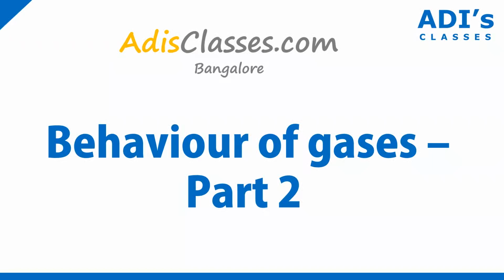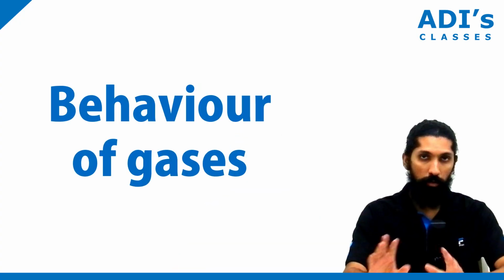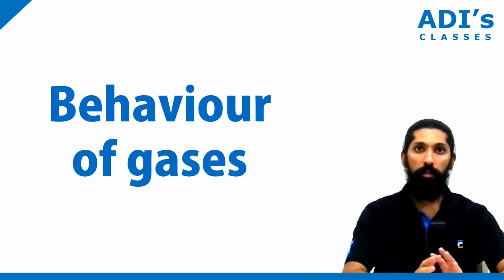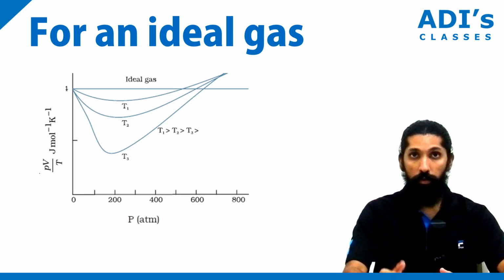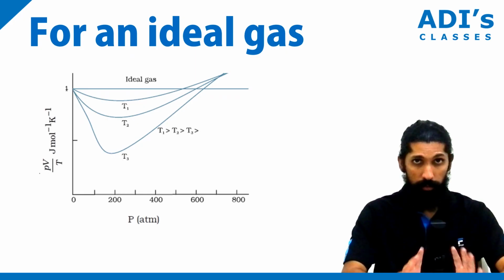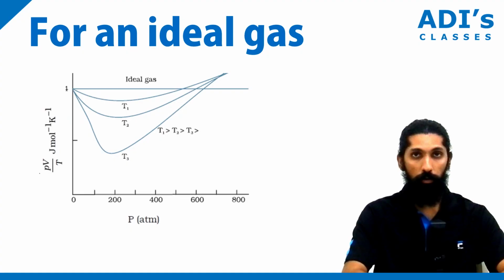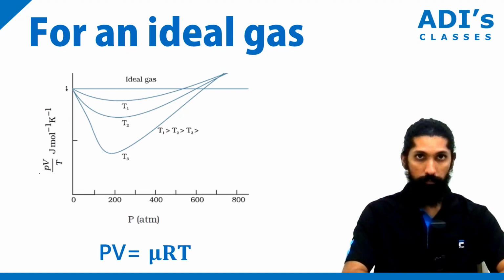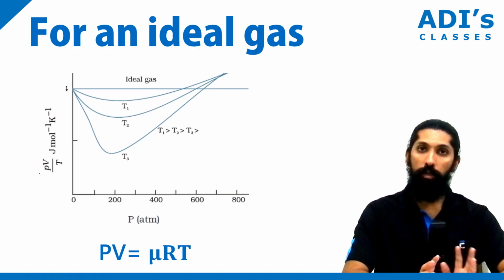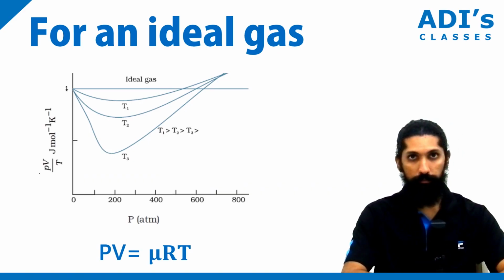In this video, we are going to talk about the behavior of gases under different parameters such as volume, pressure, temperature, all those things. Alright, look at this particular graph. Here, what you need to understand is that first, we are talking about the ideal gas scenario. PV is equal to mu RT. Now look at the y-axis, look at the x-axis.